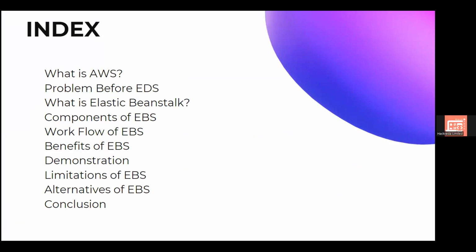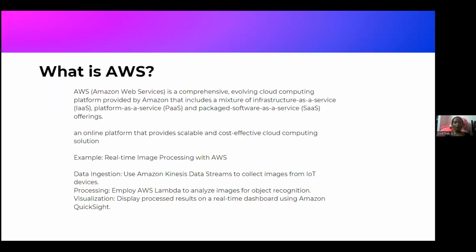Yeah, sure. These are the contents of this presentation. First, what is AWS? Basically, AWS is a cloud computing platform provided by Amazon. AWS is a combination of infrastructure as a service, platform as a service, and software as a service. These together make up AWS, and it is also an online platform that provides a scalable and cost-effective cloud computing solution, and it is also easy to use.